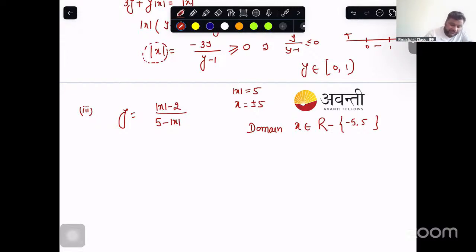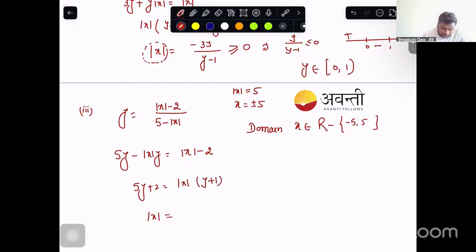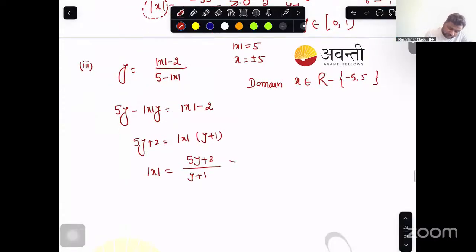Now for the range, what are you going to do? Cross multiply. So 5y minus mod x into y is mod x minus 2. So 5y plus 2 is mod x into (y plus 1). So mod x is going to be (5y plus 2) upon (y plus 1). Now see, this has to be more than or equal to 0 because this is equal to mod x, and mod x is always more than or equal to 0.